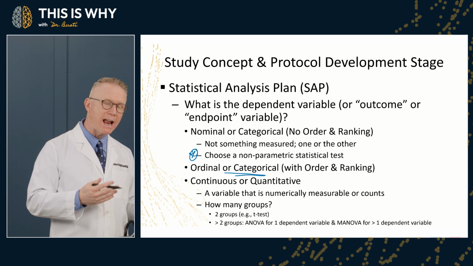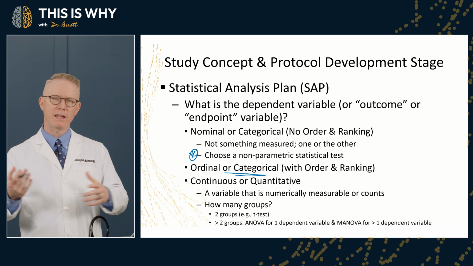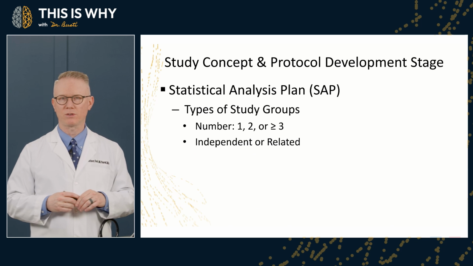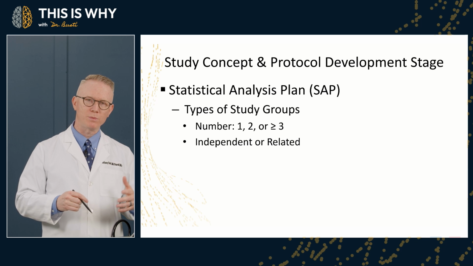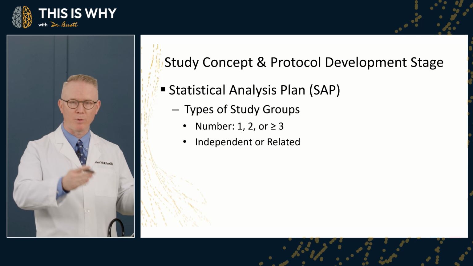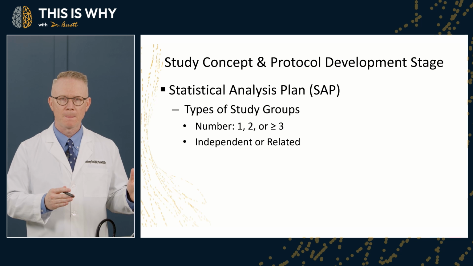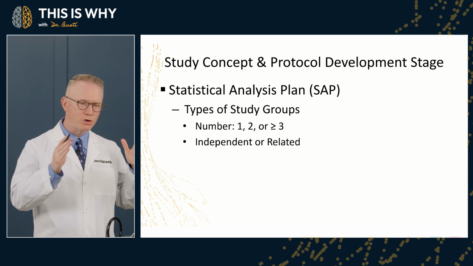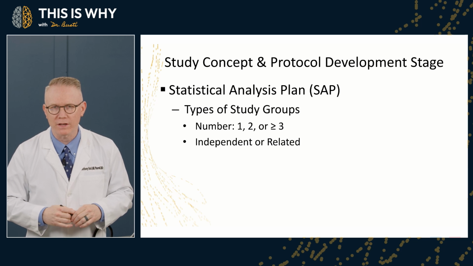And then you have to decide, how many groups am I dealing with here? And those all come together in guiding you as to what type of statistical tests you're going to use, okay? So when you start thinking about study groups, how many samples or study groups am I going to do a comparison with? 1, 2, 3 or more?